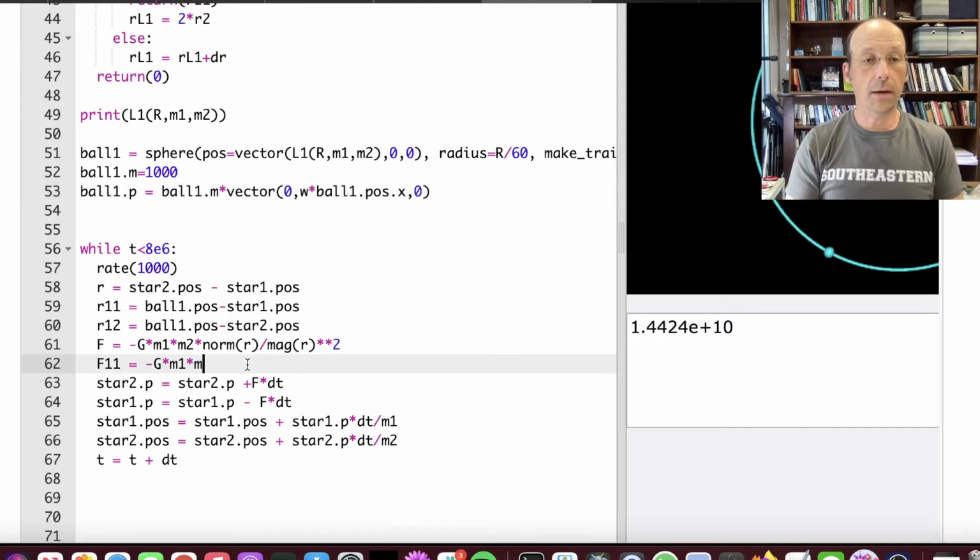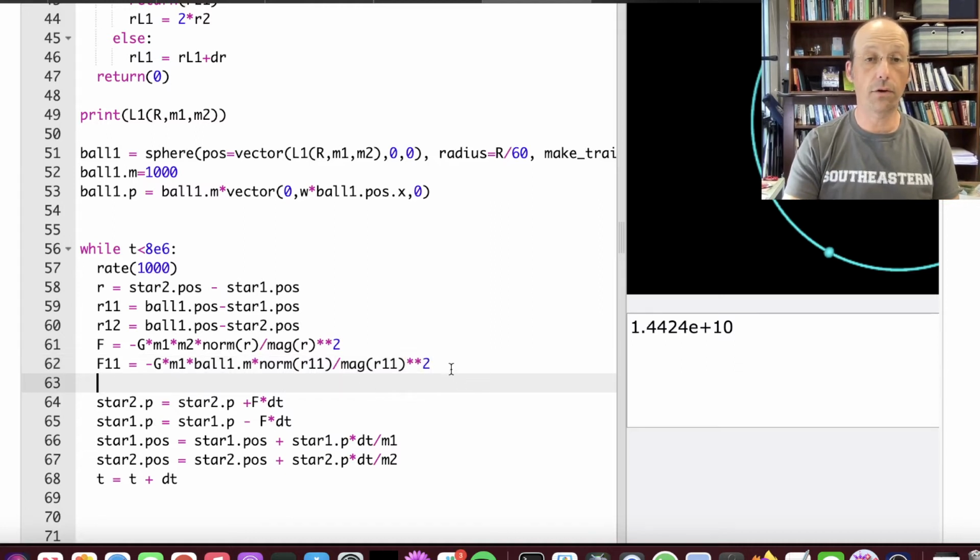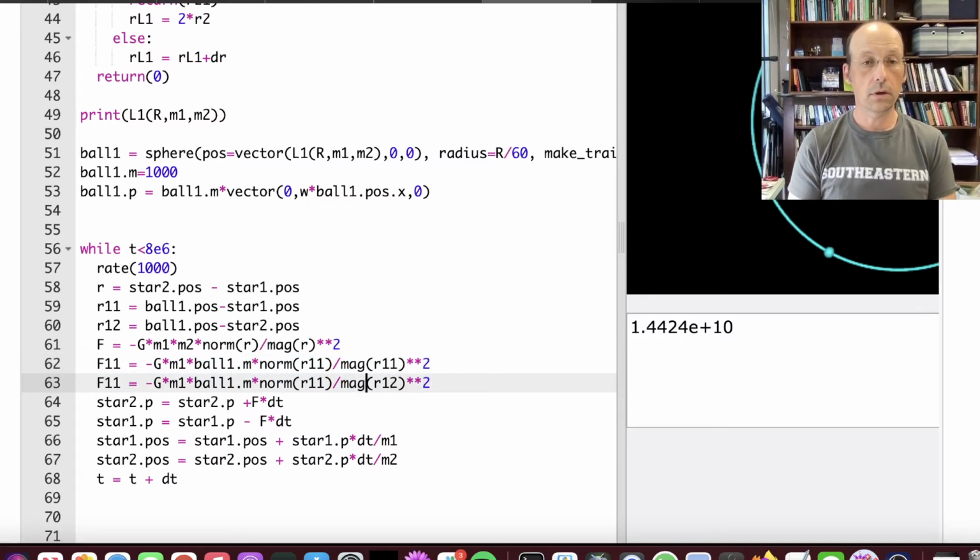Okay, where was I? Times ball 1 dot M times norm R11 divided by mag R11 squared. And then I need to say the force from the other star. I can just copy this. I don't have to retype it. And it's going to be just 1, 2, 1, 2. This is going to be mass 2. And then I need the name 1, 2. Okay, so now I update the momentum of star 1, star 2.